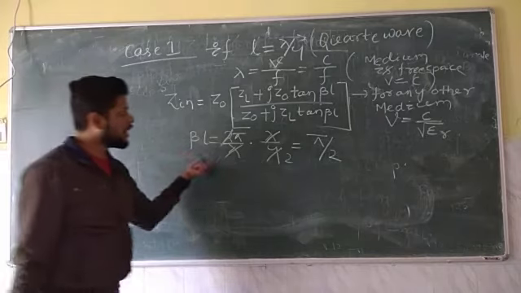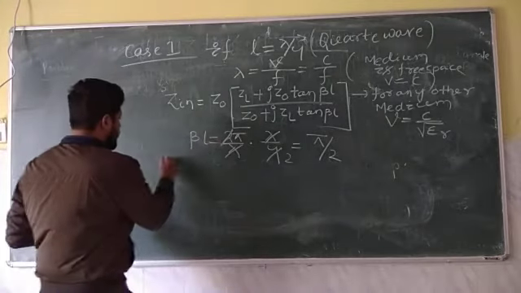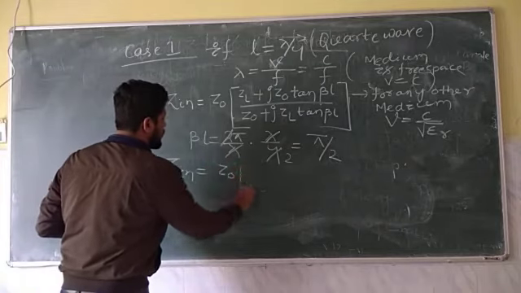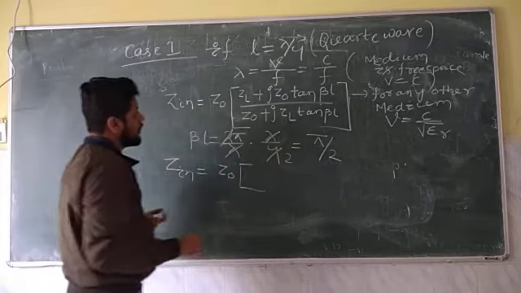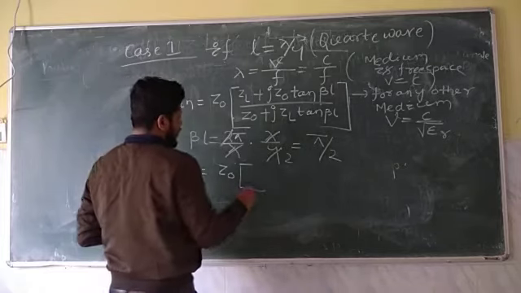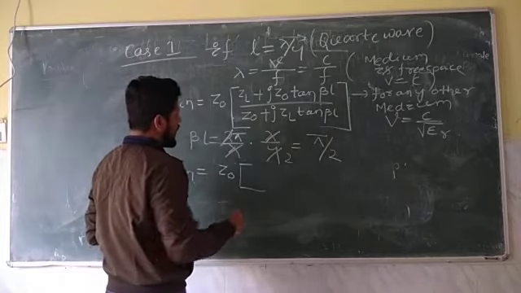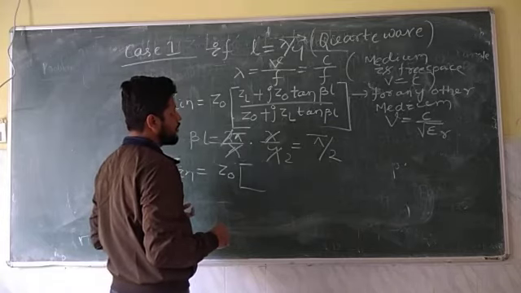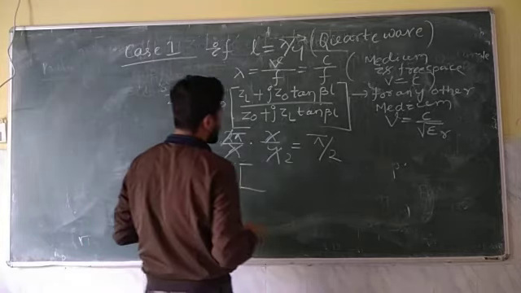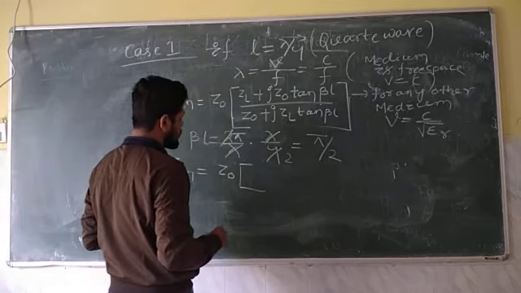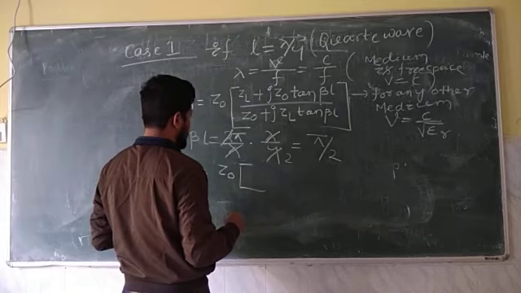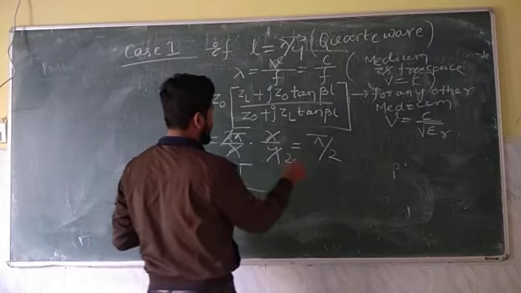Then put this beta L value in this equation. Then what will be the value? Zin is equal to Z0, and you have tan beta L. Tan beta L means tan pi by 2, and tan pi by 2 is infinity. Here beta L is 2 pi by lambda times lambda by 4.